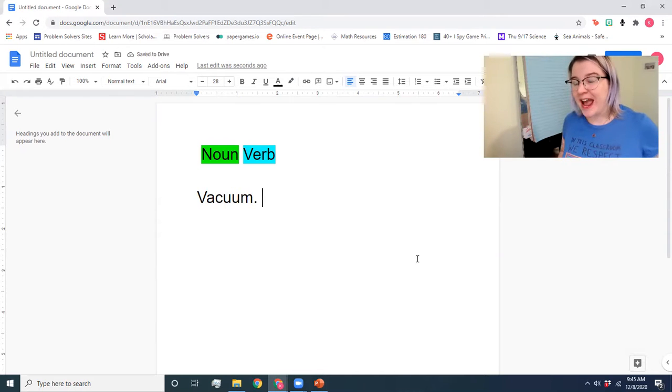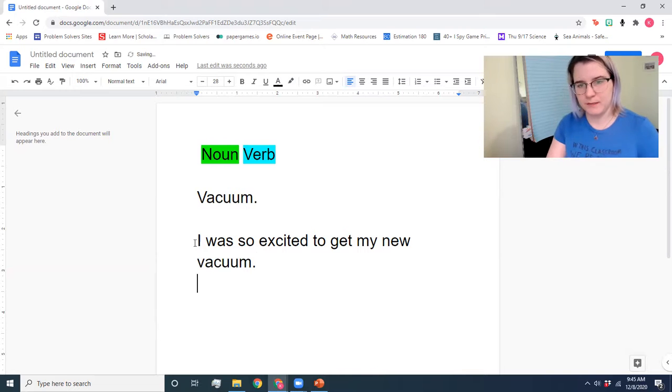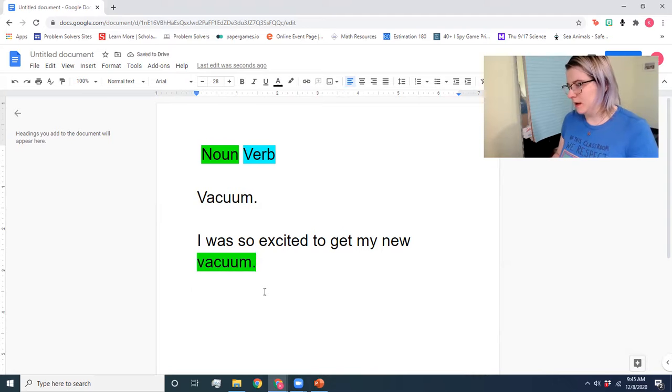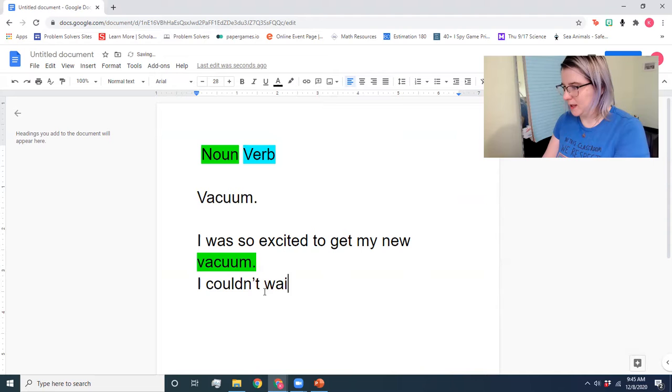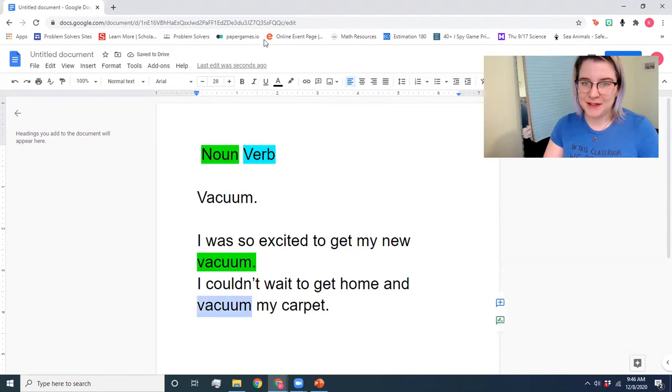For example, if I say vacuum, give me a way that vacuum can be used as a verb and a noun. So if this was my example, I would say, I was so excited to get my new vacuum, because that is a noun. I'm talking about the physical thing. I couldn't wait to get home and vacuum my carpet. In this case, I'm using it as a verb.